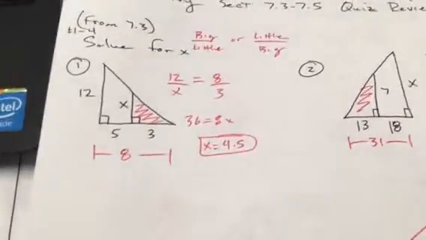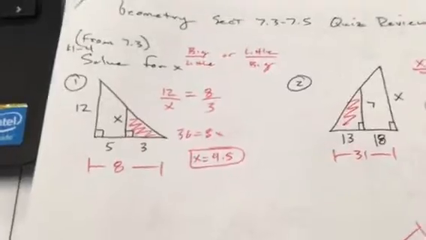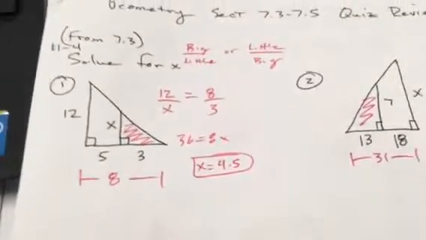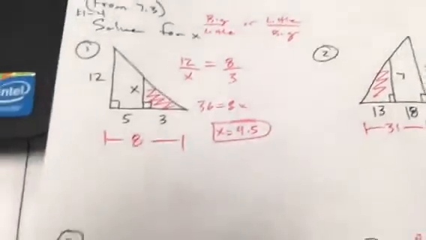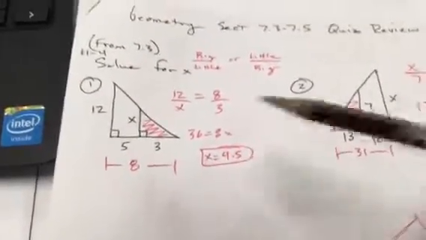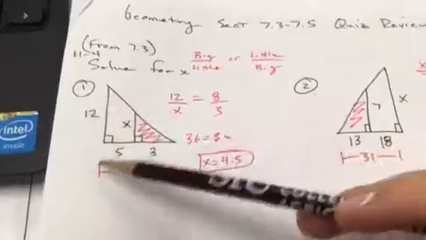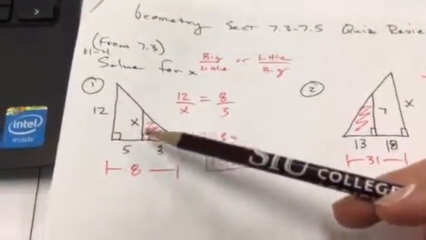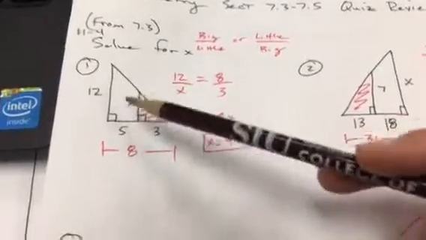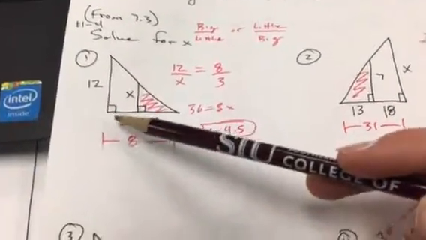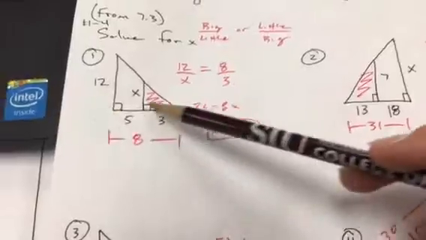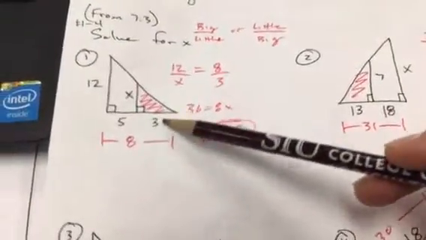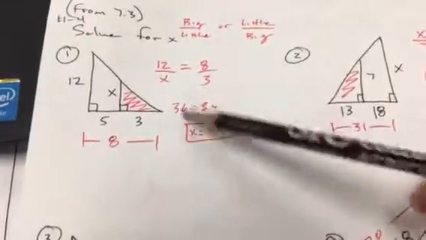All right, guys, on 1 through 4, it's all about corresponding the triangles correctly. Either do big over little or little over big. Look at number 1. 12 is the height of the big right triangle. That corresponds with the height of the small triangle, which I've shaded in on all of these. 12 over x equals the base of the big triangle, which is not 5, it's 5 plus 3, 8, over the base of the little triangle. That's how you write the proportion, then you cross multiply.